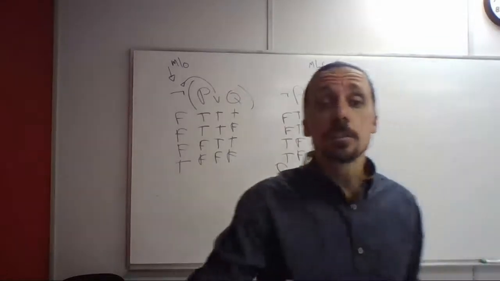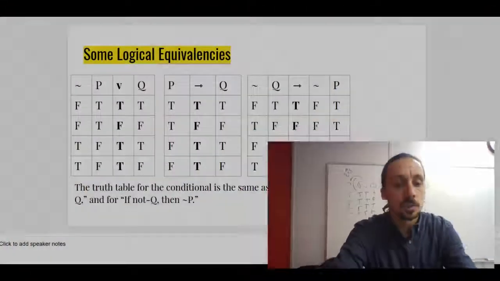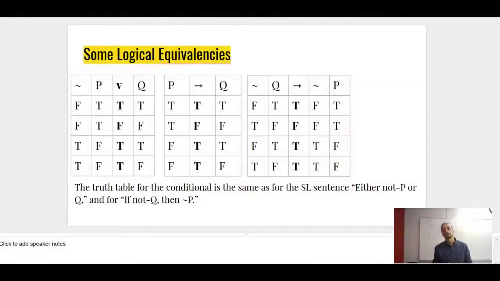All right, so let's look at some other logical equivalencies now that we understand the basic idea. Here are some other ones. The truth table for the conditional is actually really interesting, because you see that the middle one here, the conditional, is equivalent to not P or Q, where the main logical operator is bolded here. Either not P or Q. It's also equivalent to if not Q, then not P. So these are really interesting logical equivalencies.